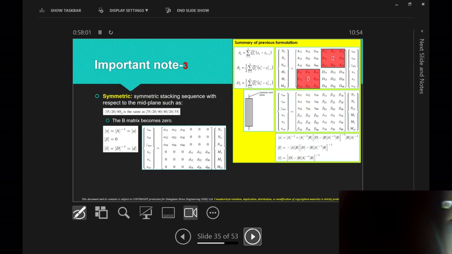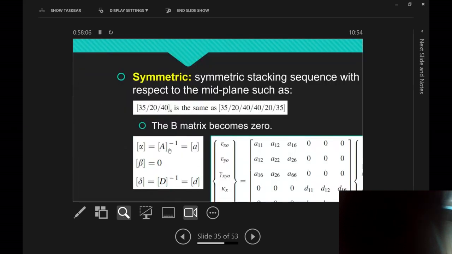That is called symmetric. And I've got it here actually, I thought I didn't have it. This is how we denote it. From the top, 35, which is the orientation, that's theta, then 20, then 40 degrees, and then in the bracket, S means symmetric. So essentially it's 35, 20, 40, then 40, 20, 35. Mirror image about the midplane. That's called symmetry. That's how it looks, but for simplicity, this is how we show it. Does that make sense? So this is called symmetric.